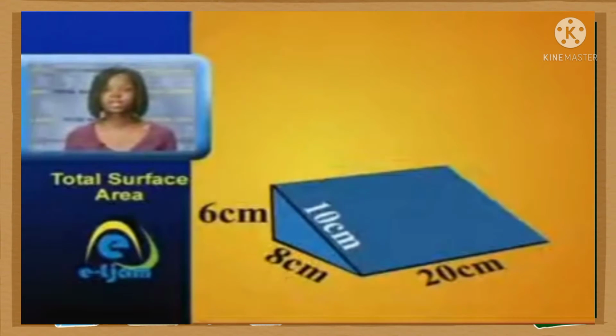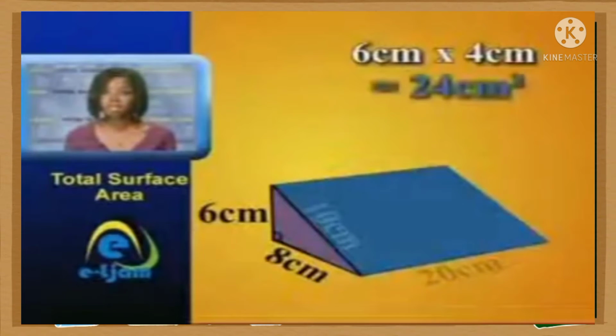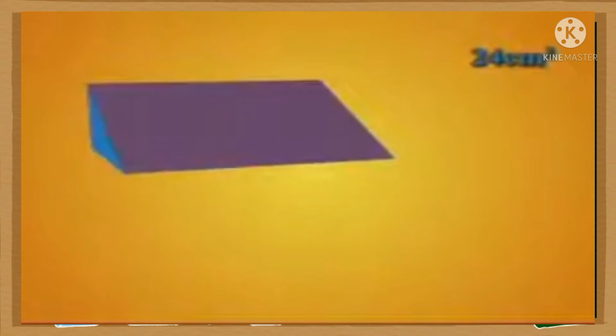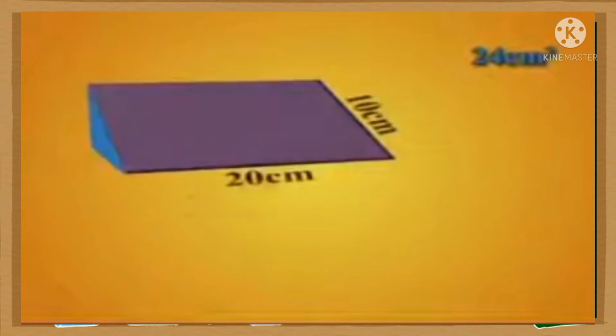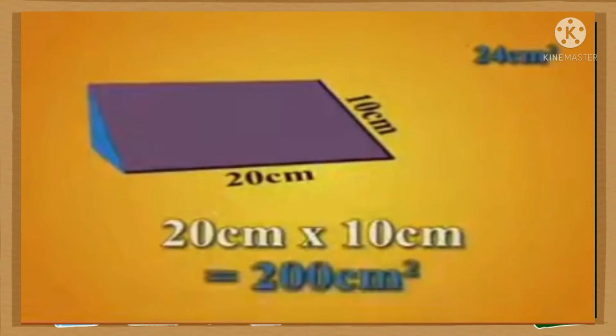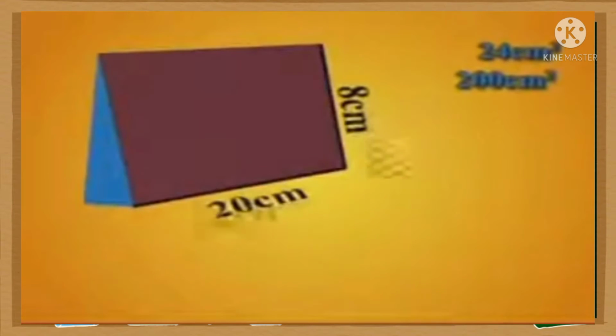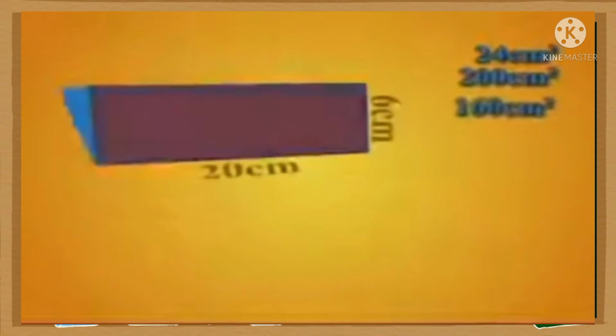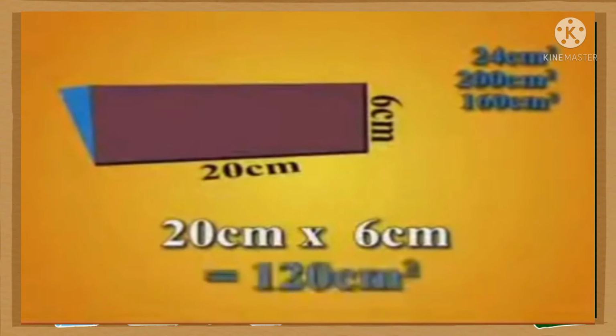Looking at the cross-section, we see that it is triangular. So we find the area of the triangle, which would be half times 6 centimeters times 8 centimeters equals 24 centimeters squared. Next, we find the area of each of the rectangular faces: 10 centimeters by 20 centimeters, 20 centimeters by 8 centimeters, and 20 centimeters by 6 centimeters.